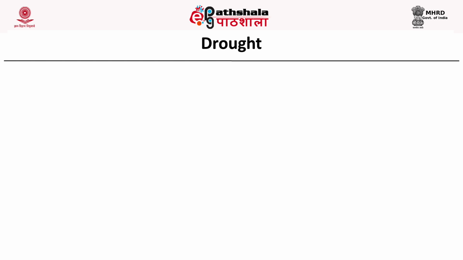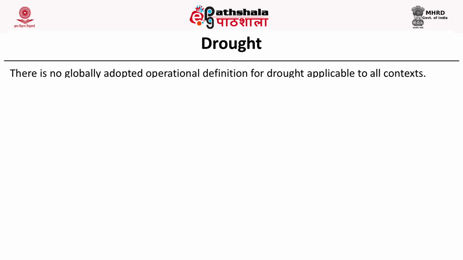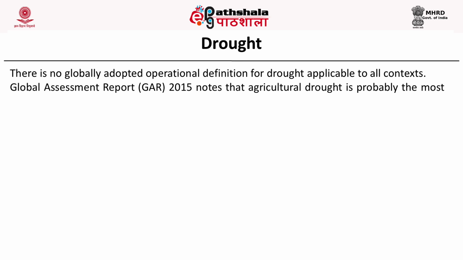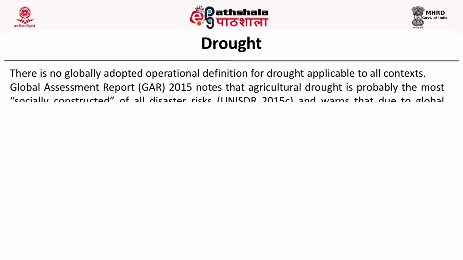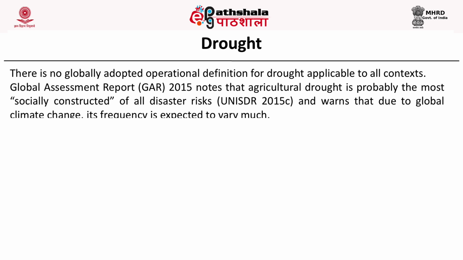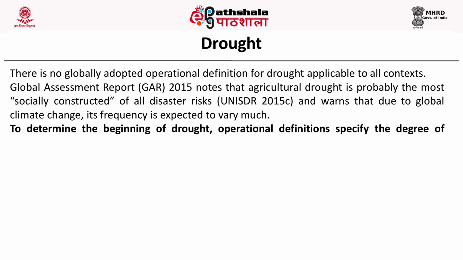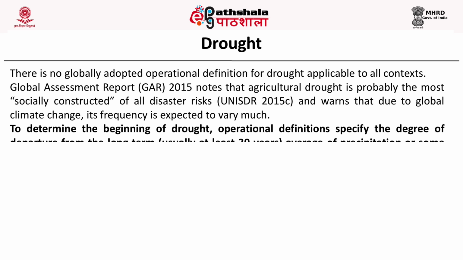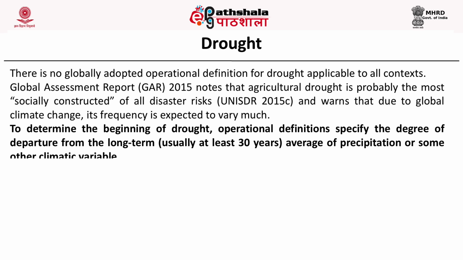Coming to the next disaster, which is drought. As we look at the standard definition of drought, there is no globally adopted operational definition for this disaster. The Global Assessment Report 2015 notes that agricultural drought is probably the most socially constructed of all the disaster risks and warns that due to global climate change, its frequency is expected to be very high.